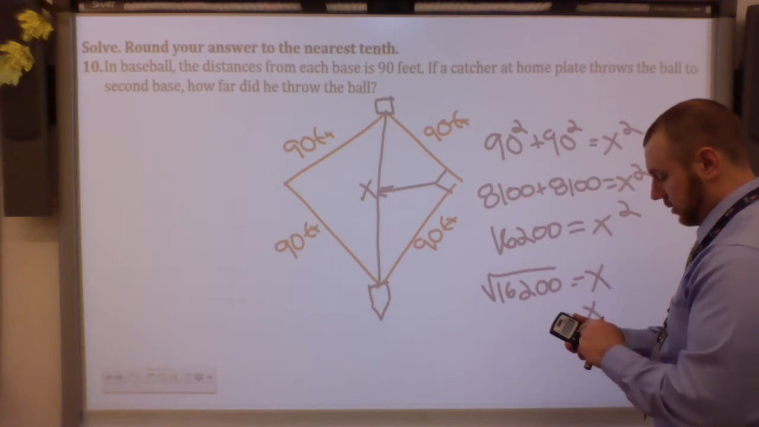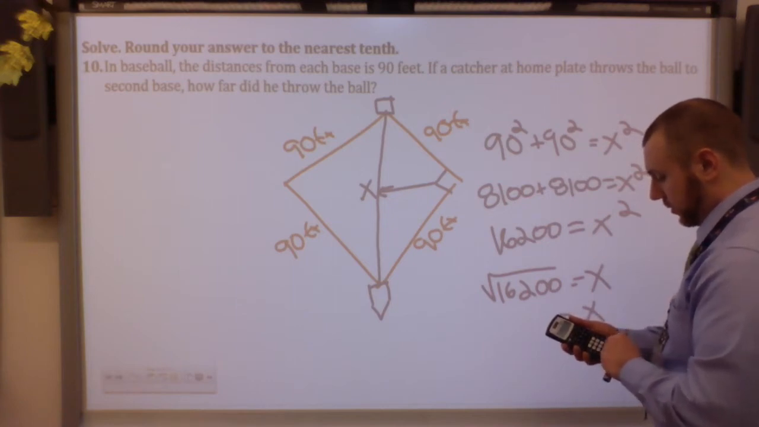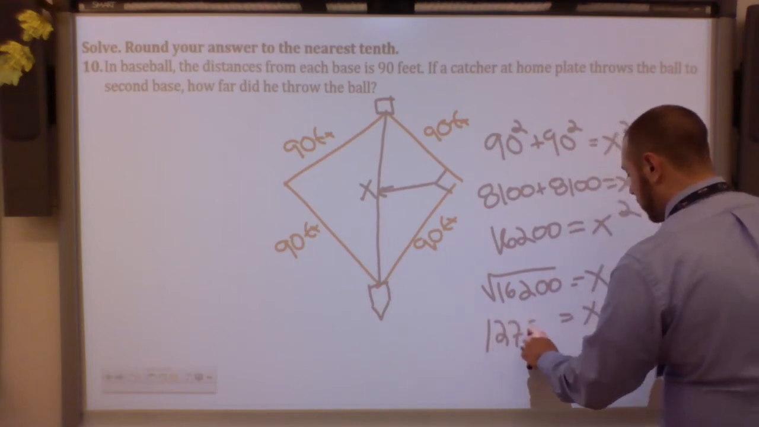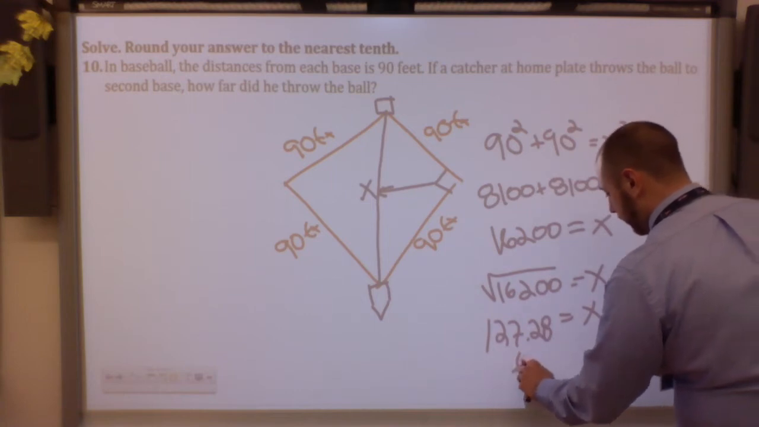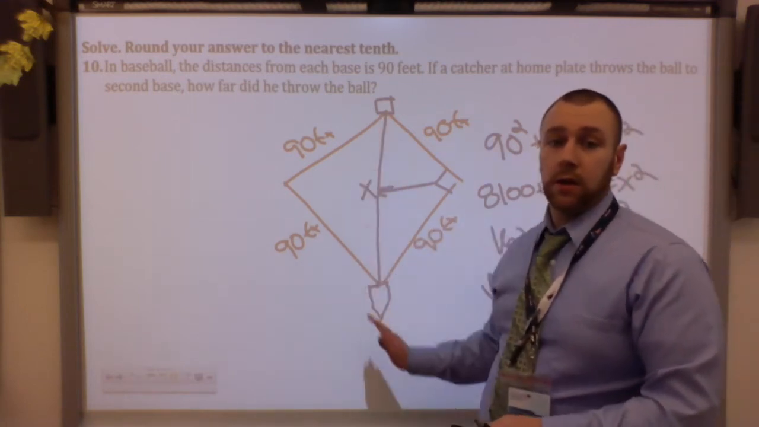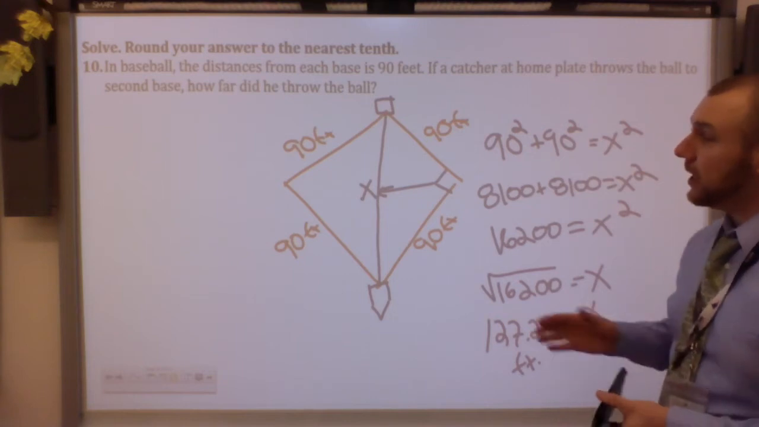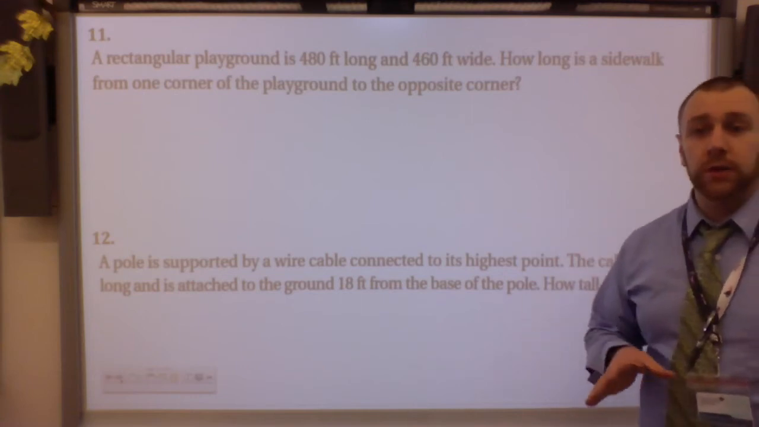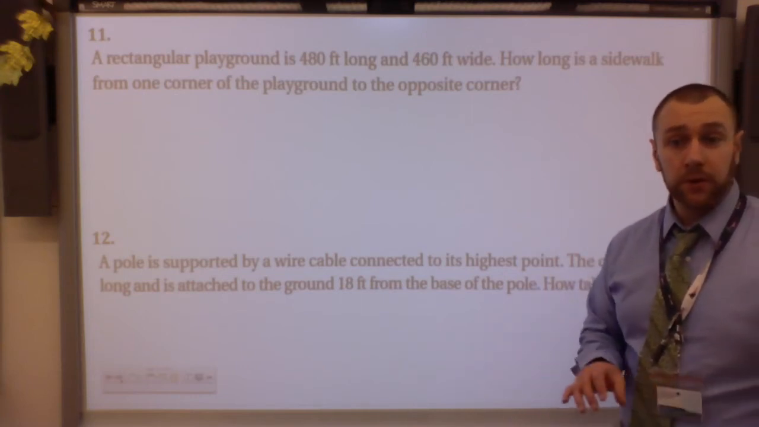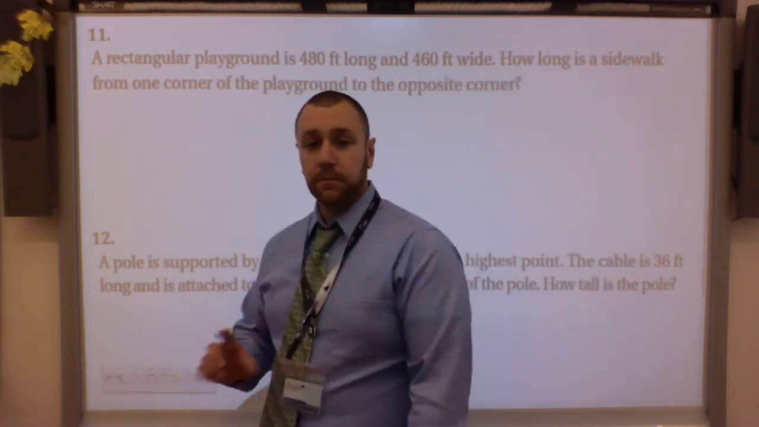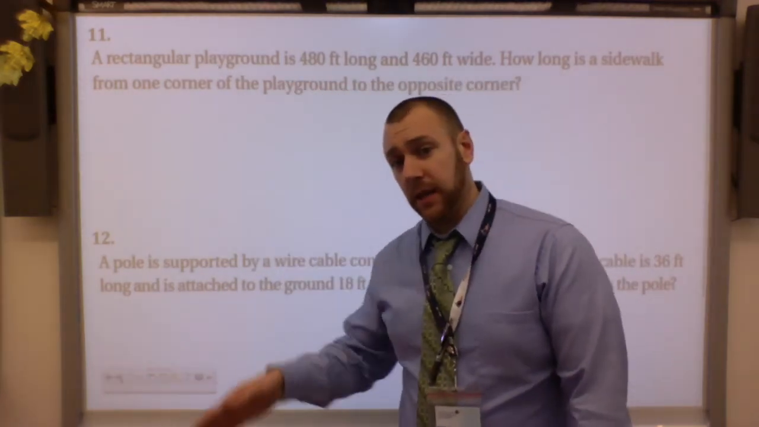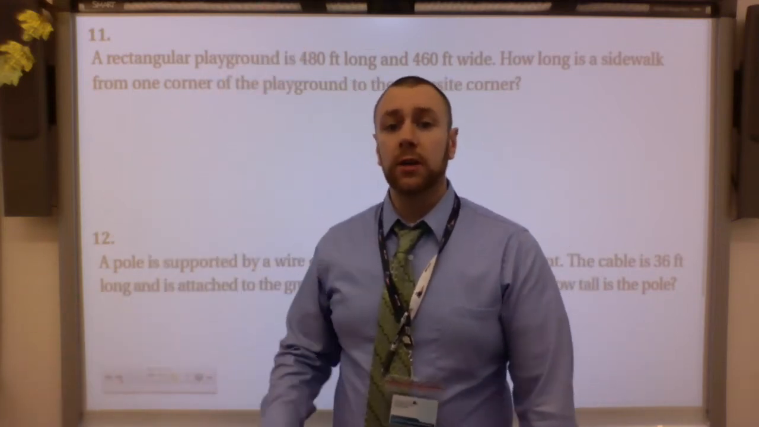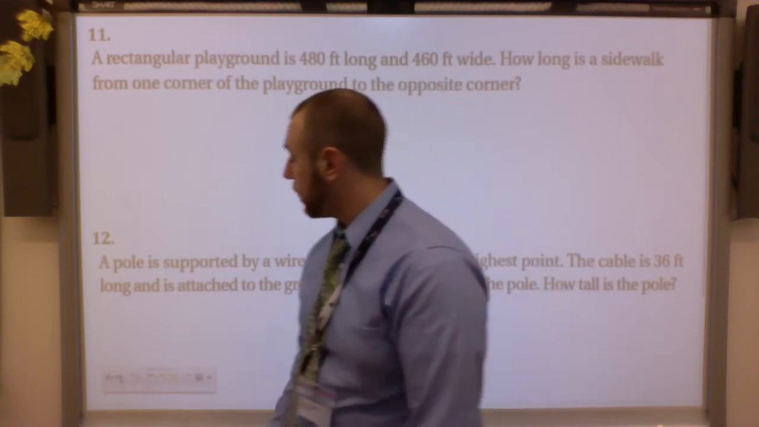Again, the square root of 16,200, and I get 127.28 feet. So that's how far the ball travels. And that's how you do the next couple word problems. Again, all you're doing is trying to find a right triangle somewhere. So you just want to either draw a rectangle, and we're talking about the diagonal distance, or a pole that has a wire attached, and you can draw that picture and label it appropriately.